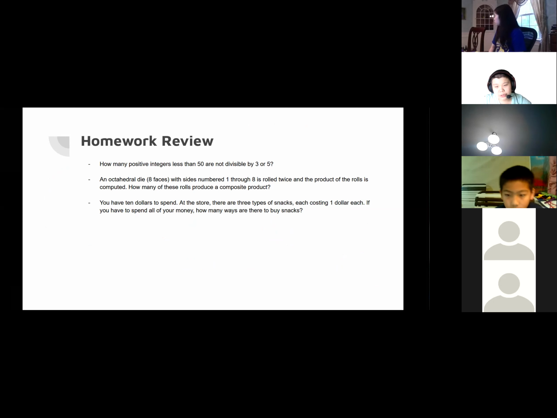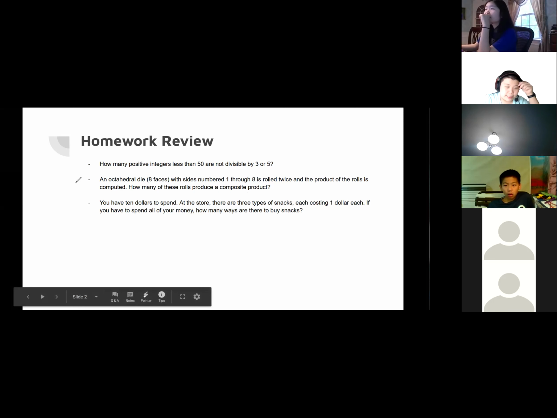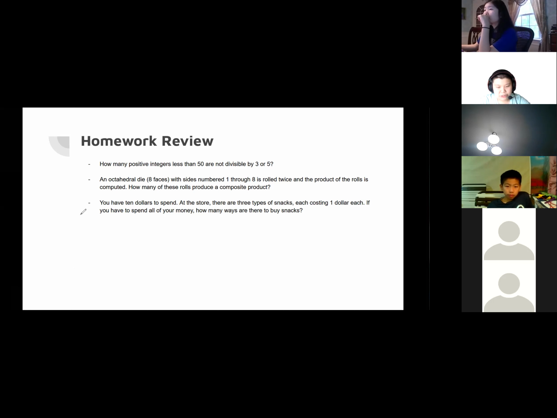So an octahedral die with 8 faces, with sides numbered 1 through 8, is rolled twice, and the product of the two rolls is computed. How many of these rolls produce a composite product? Okay, many people made a small error in this one that I'll talk about later. But does anyone want to share what ideas they had on this problem?